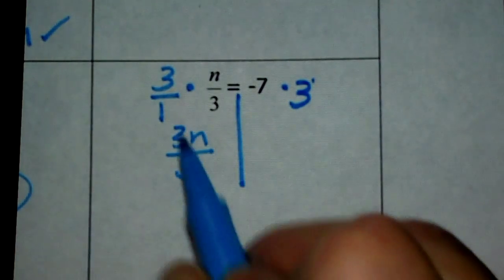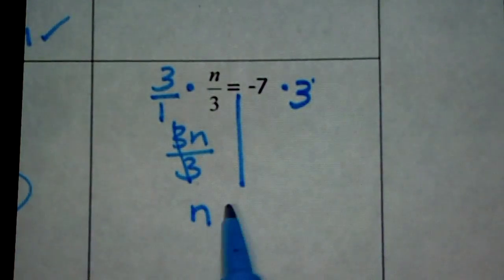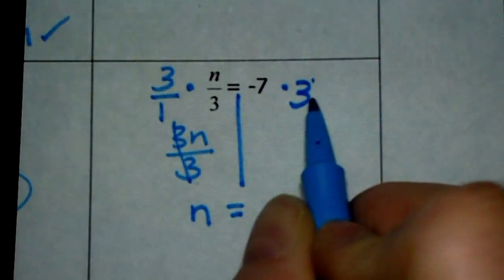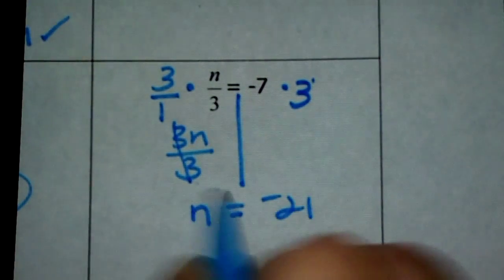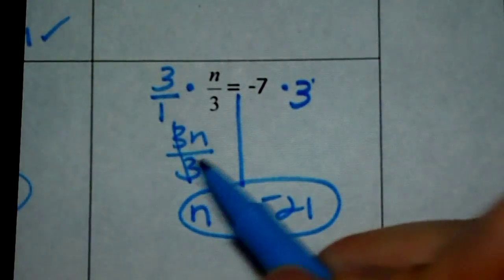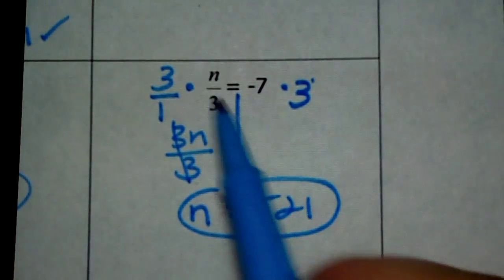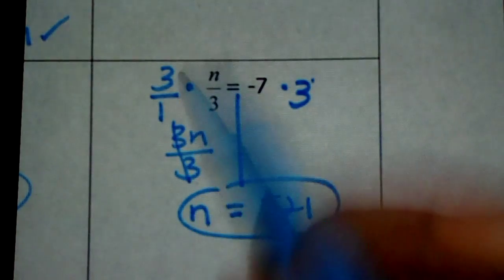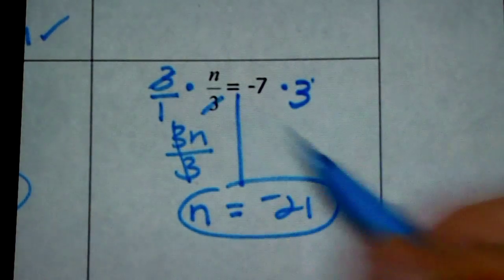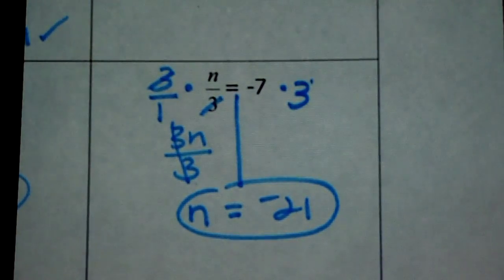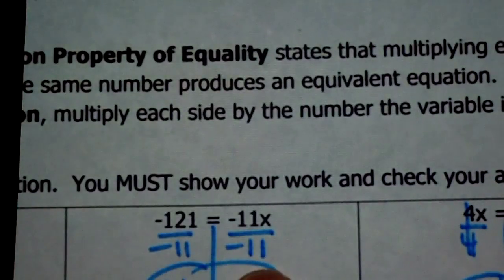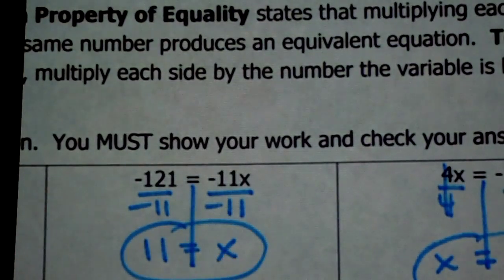3 divided by 3 is 1, and 1n is n. Negative 7 times 3 is negative 21. So I'm not going to make you write out this step every single time, but I do want you to understand why it works. When you multiply this side by 3, you're actually cross-canceling those 3's, and you get the variable by itself. Just like in this, you're dividing a number by itself, and that gives you 1.